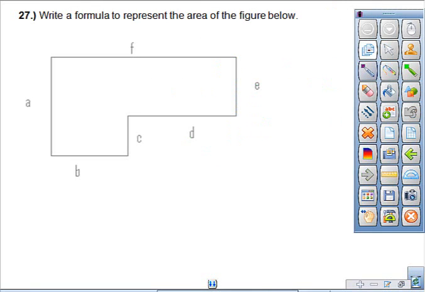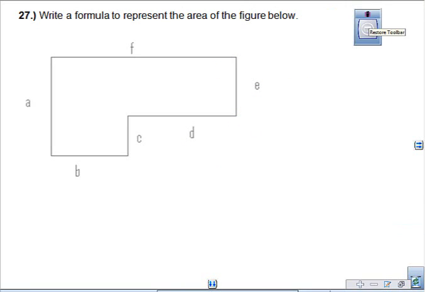27 is an irregular shape, and you're asked to find, actually not find the area, but write a formula to find the area. So irregular shapes have to be broken into shapes that we have formulas for. There's a couple of ways to do this. I'm just going to show you 2 of them.